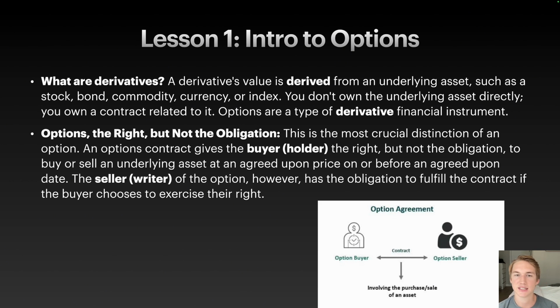Options, the right but not the obligation. This is the most crucial distinction of an option. An option contract gives the buyer the right but not the obligation to buy or sell an underlying asset at an agreed upon price on or before an agreed upon date. The seller of the option has the obligation to fulfill the contract if the buyer chooses to exercise the right. Now, if this sounds crazy and you're like, what the hell is he talking about? Just bear with me. We'll go deeper into it.